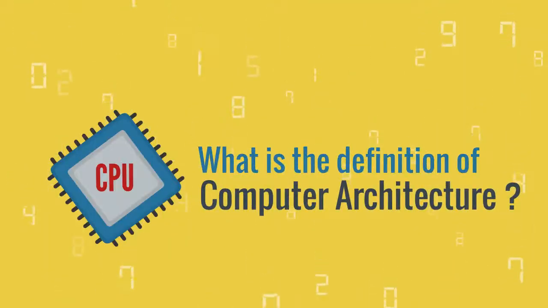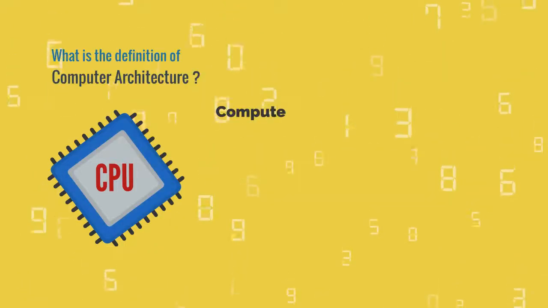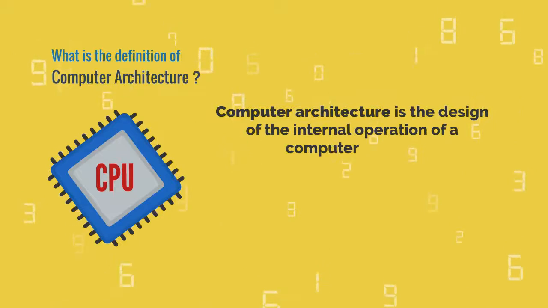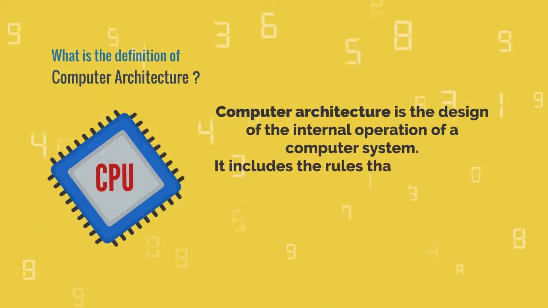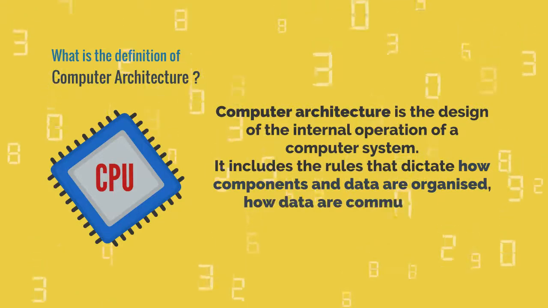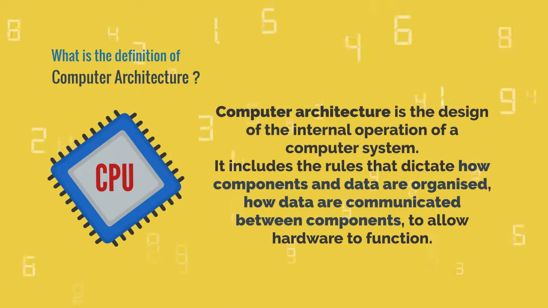What is the formal definition of computer architecture? Computer architecture is the design of the internal operation of a computer system. It includes the rules that dictate how components and data are organized, and how data are communicated between components, to allow hardware to function.